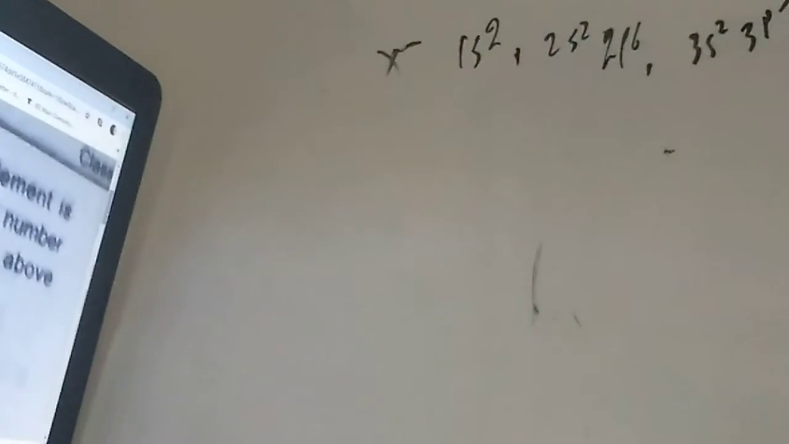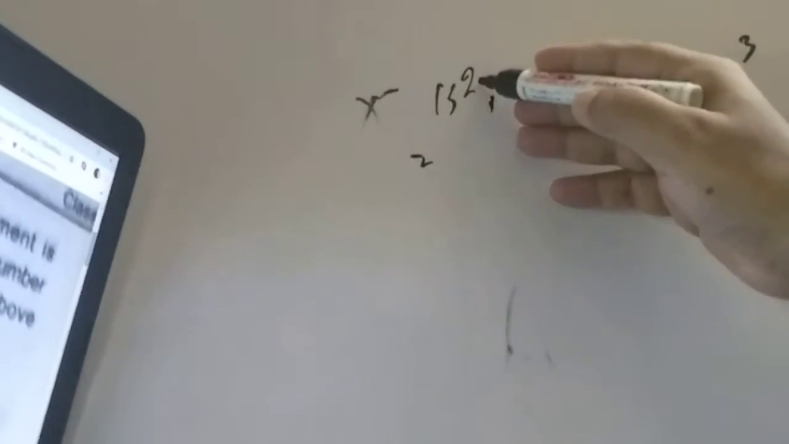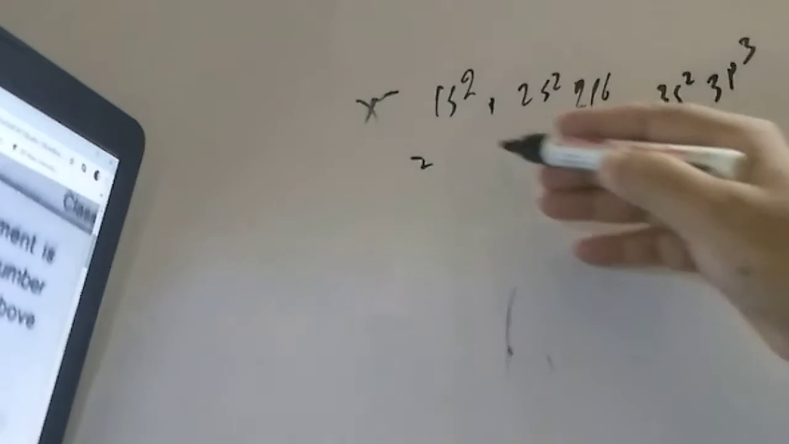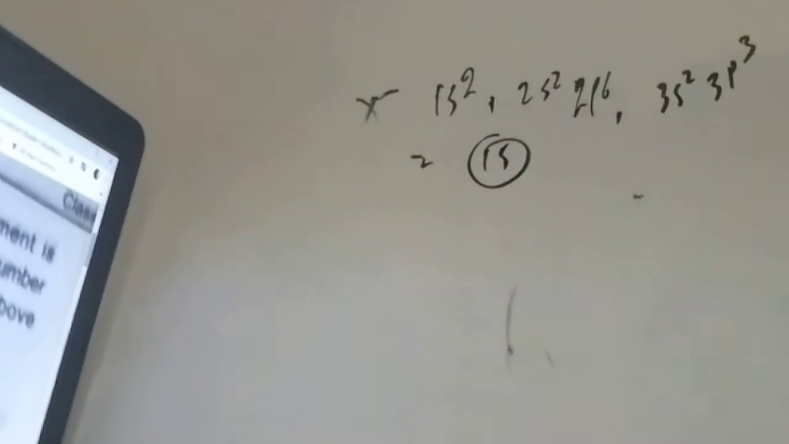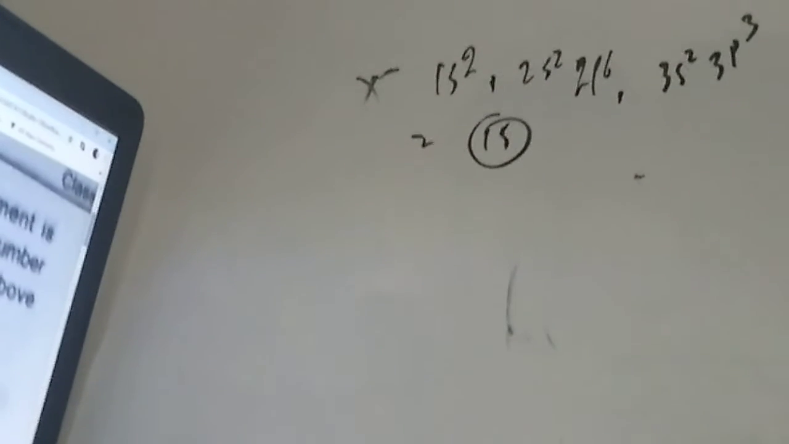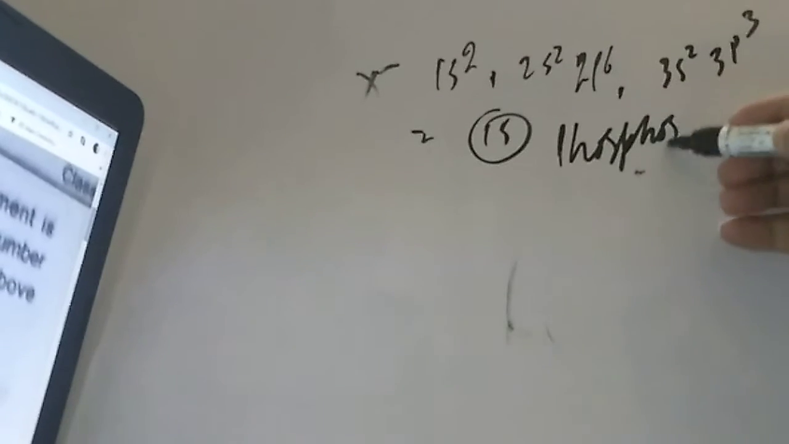and 3p3. Now, dear students, what you have to do is write down the total number of electrons. If you see, 2, 4, 6, 10, 12, and 3 more, how much, students? It is 15. So this element is 15, which means this element is phosphorus.